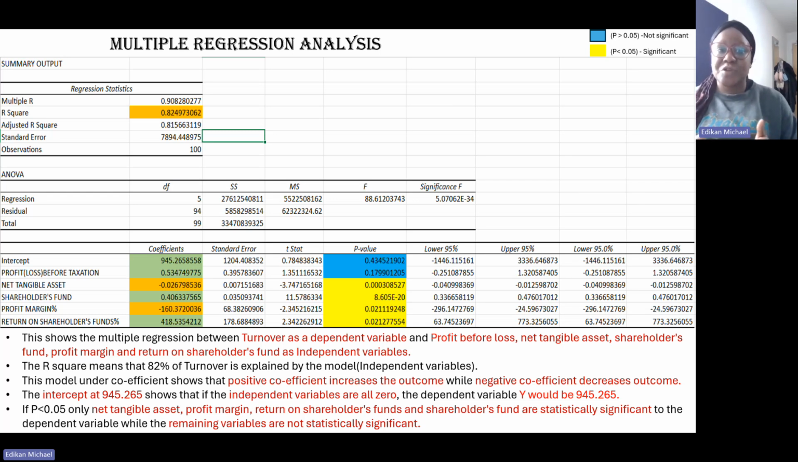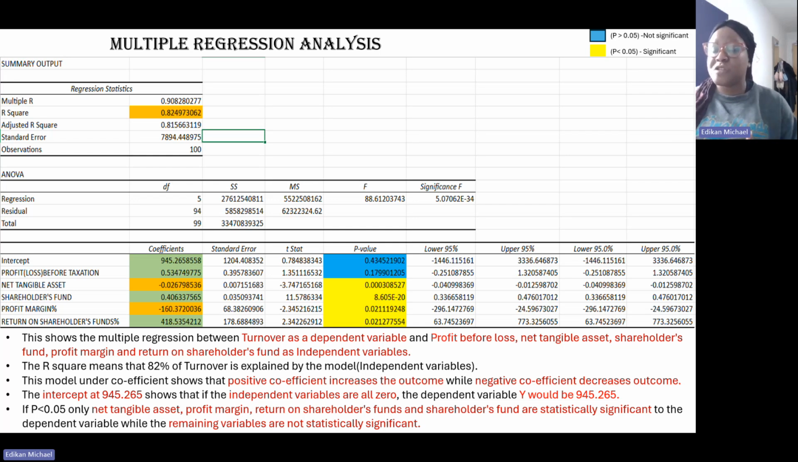The intercept at 945.265 shows that if the independent variables are zero, the dependent variable, which is turnover, will be 945.265. The coefficients in my regression model represent the impact of each independent variable on the dependent variable.